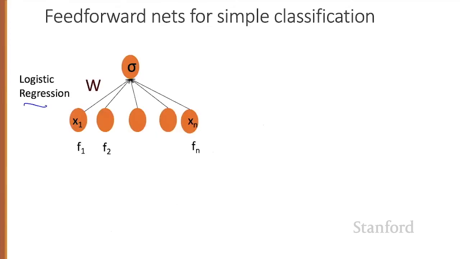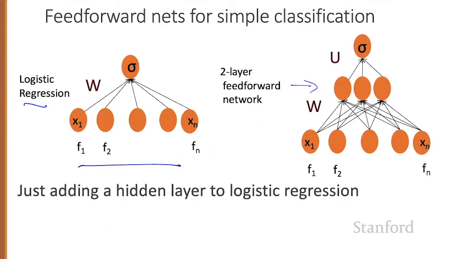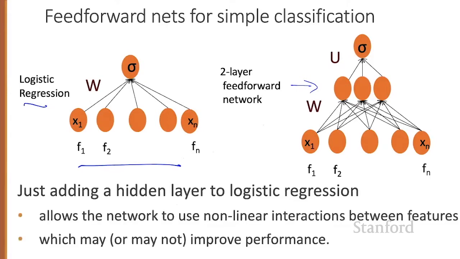Architecturally, in our logistic regression model, we have our set of features, and we have our sigmoid and our weights. And we're just talking about adding an extra layer. So we have an extra hidden layer. Now we have two sets of weight matrices, W and U, with the same sigmoid, same features. Just adding that hidden layer to logistic regression allows the network to model the interaction between features. Feature X1 and feature X2 can get modeled differently in this node than they are getting combined in this node in various ways. And this gives the network more power, which may improve performance.